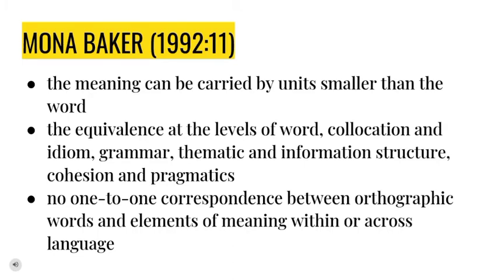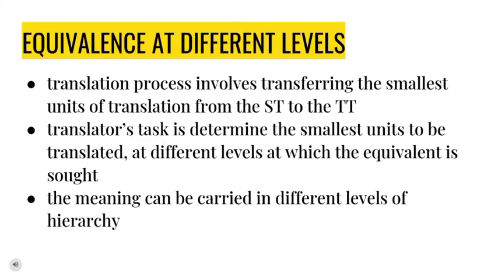The next is Mona Baker. She stated that meaning can be carried by units smaller than the word. The equivalence is at the level of word, collocation and idiom, grammar, thematic and information structure, cohesion, and pragmatics. There is no one-to-one correspondence between orthographic words and elements of meaning within or across languages. This is the explanation of equivalence at different levels.